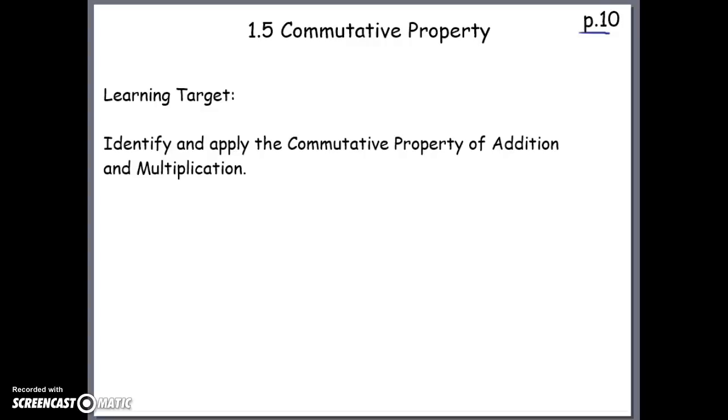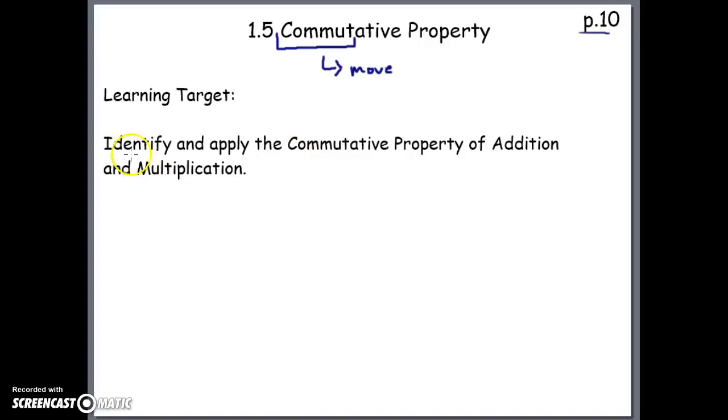Today we're going to learn about the commutative property. Commute. I want you to remember this right here. What does it mean to commute? This word comes from commute, which means to move. So the commutative property is associated with the word move, and maybe that'll help you out.